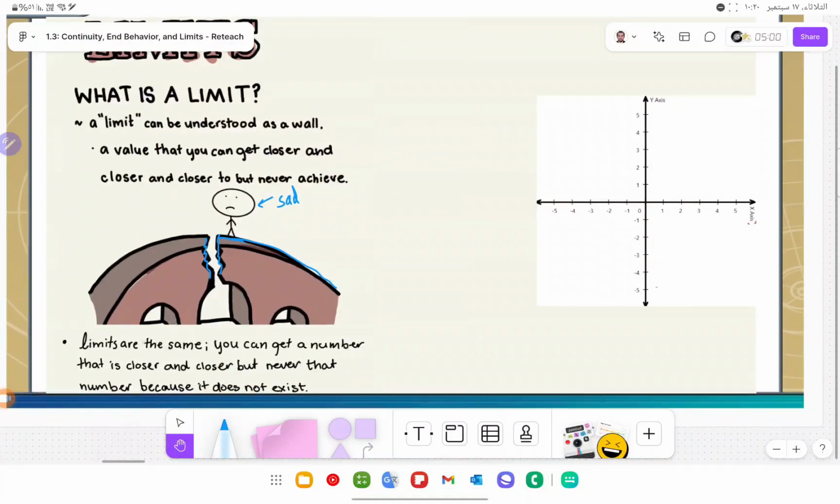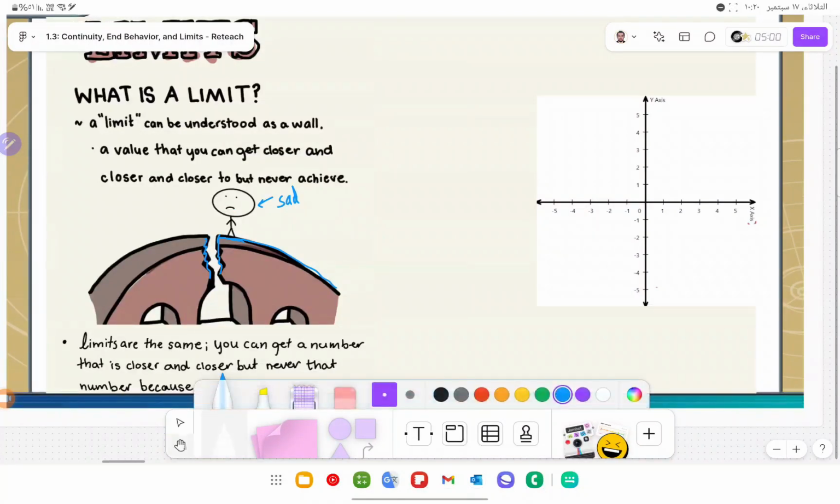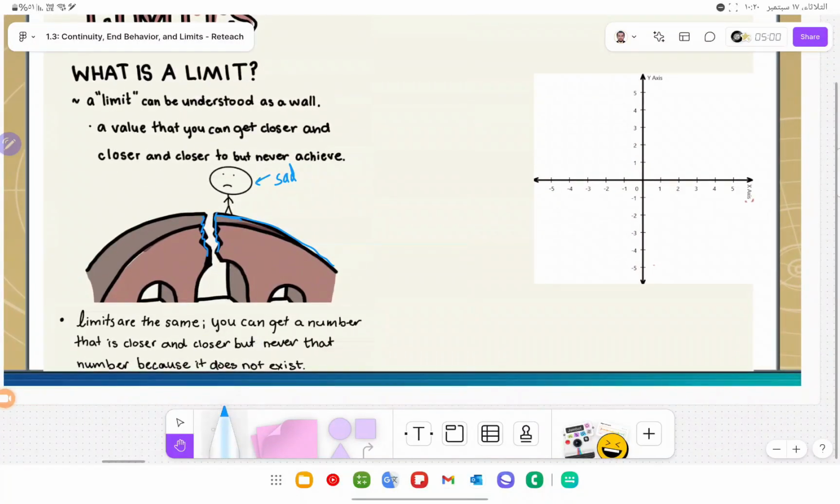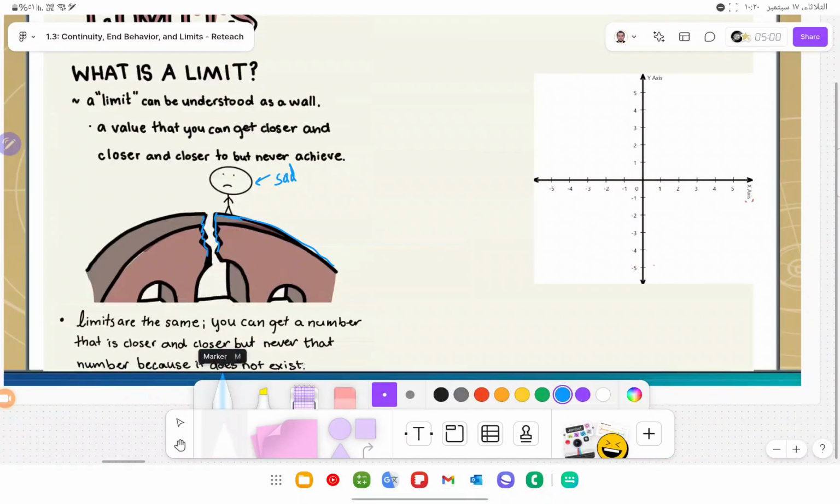Or we can say the limit is the number that you can get closer and closer to, but never reach, because it does not exist. So we write it as DNE. DNE means does not exist. Okay, let me give you an example.